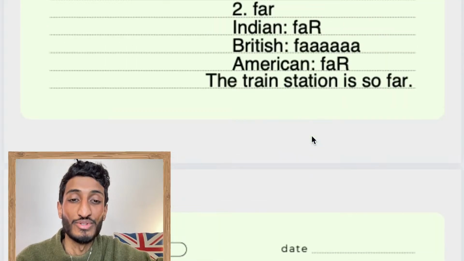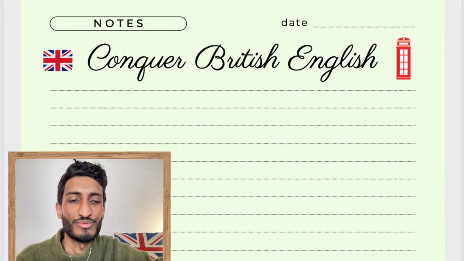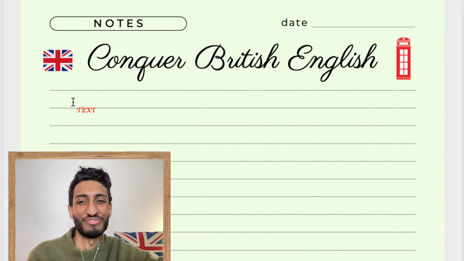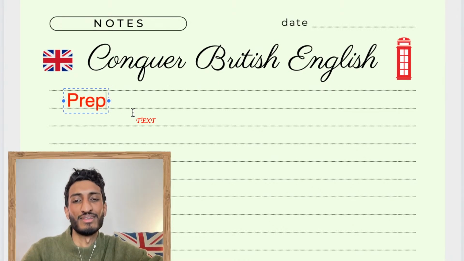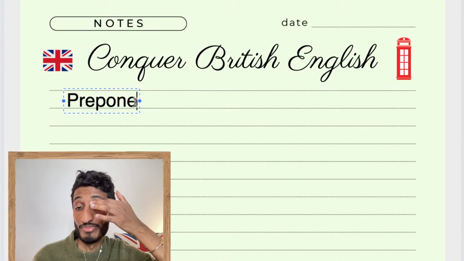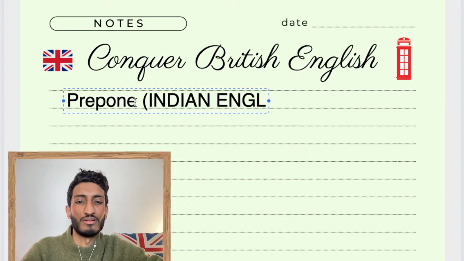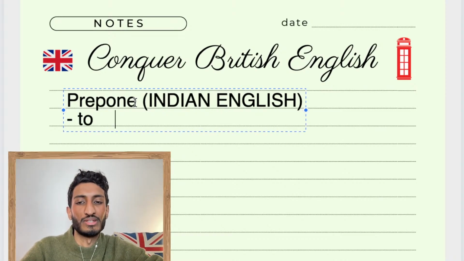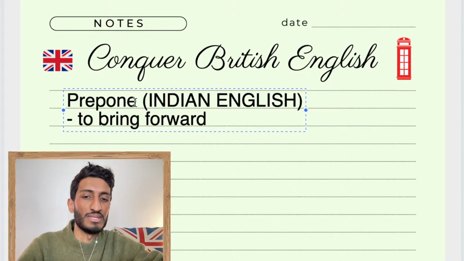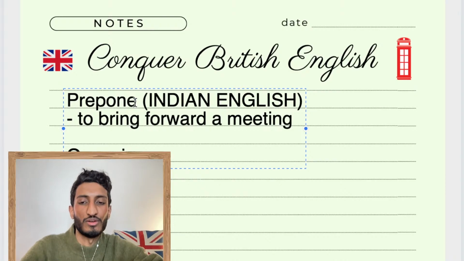So this is something that I touched upon in my video with Lucy. If you haven't seen that video, then go check that out. But there are lots of words that we use in English. So we discussed in that video, for example, what prepone means. It's actually the opposite of postpone in Indian English. So prepone in Indian English means to bring forward a meeting, for example. To bring forward. It's the opposite of postpone.